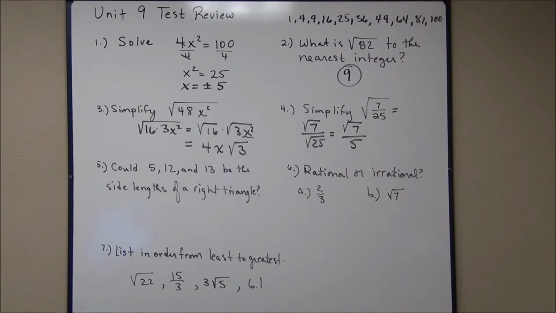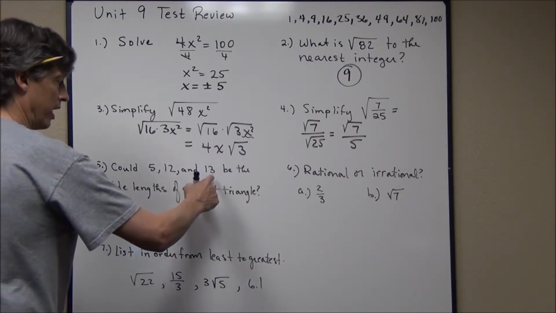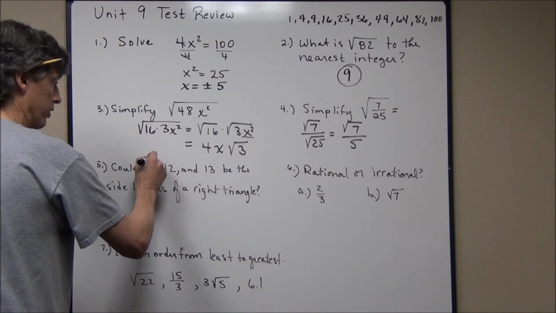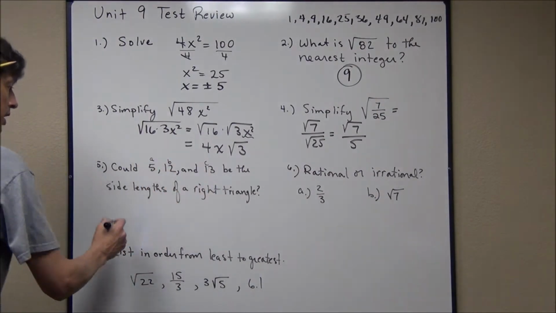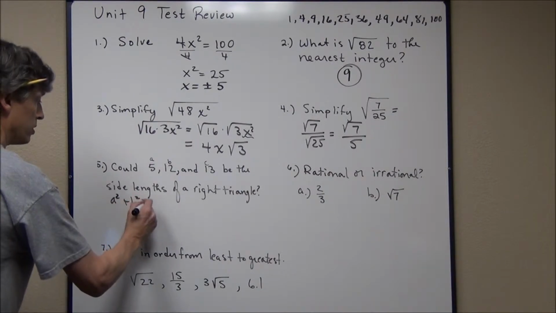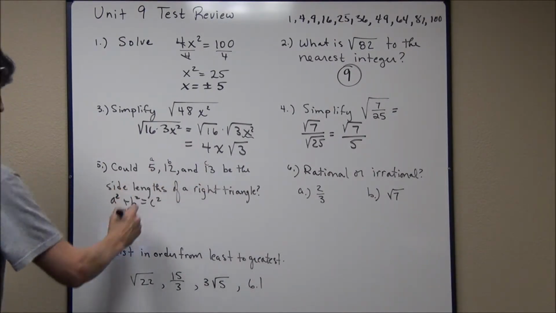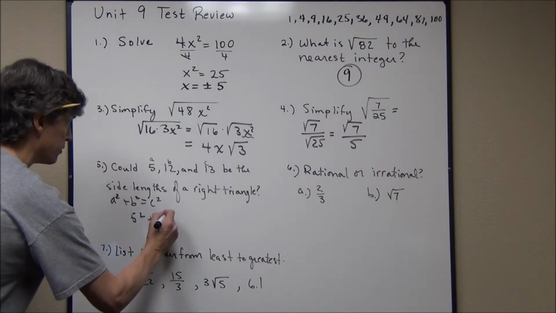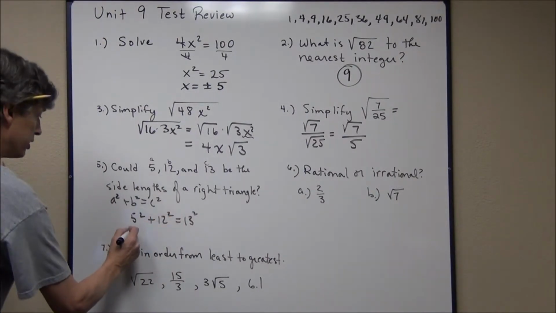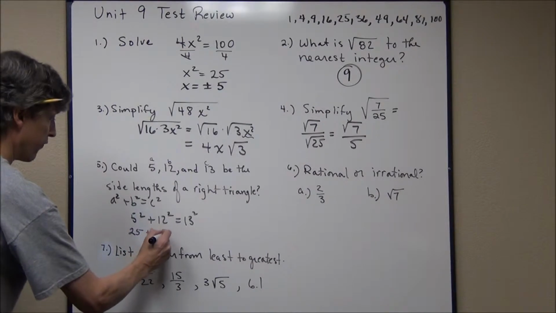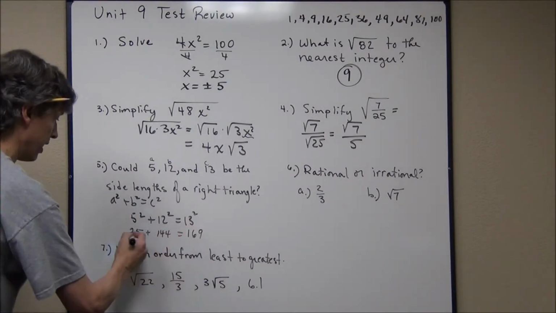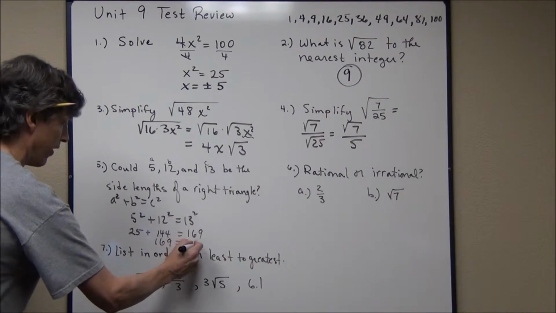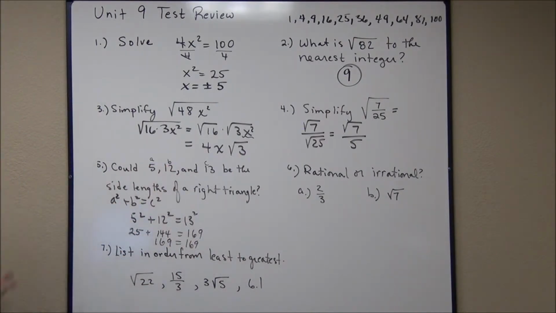Now, this next question, I'm using the converse of the Pythagorean Theorem. It says, could 5, 12, and 13 be the side lengths of a right triangle? Well, if they are the side lengths, then this would have to be the hypotenuse. So I'm going to call this A, this B, and this C. Remember, A squared plus B squared equals C squared. If this is a right triangle, this should hold true. Does 5 squared plus 12 squared equal 13 squared? Well, that's 25, that's 144, and that's 169. If I add those together, yep, it works out. In fact, 5, 12, 13 is one of the Pythagorean triples that I mentioned in a previous lesson.